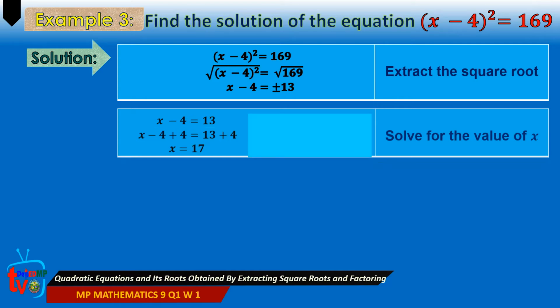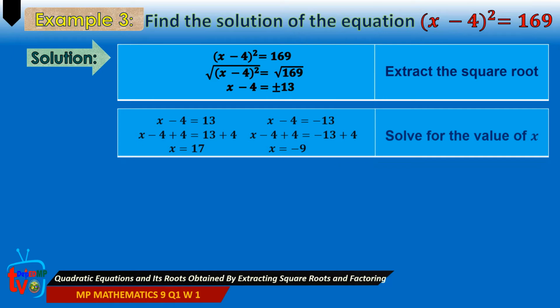So let's have first x minus 4 equals 13. So to solve for the value of x, we apply the addition property of equality. So we add 4 to both sides of the equation. So we have x minus 4 plus 4 is equal to 13 plus 4. So further simplifying that, we will have the value of x, which is 17.